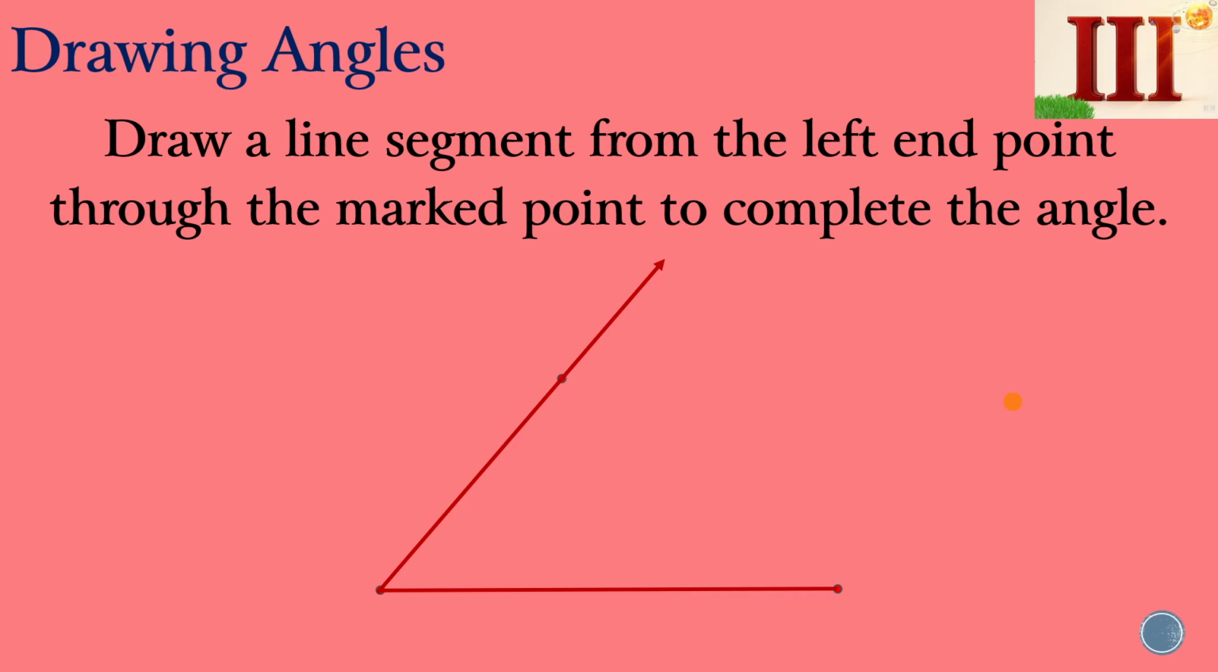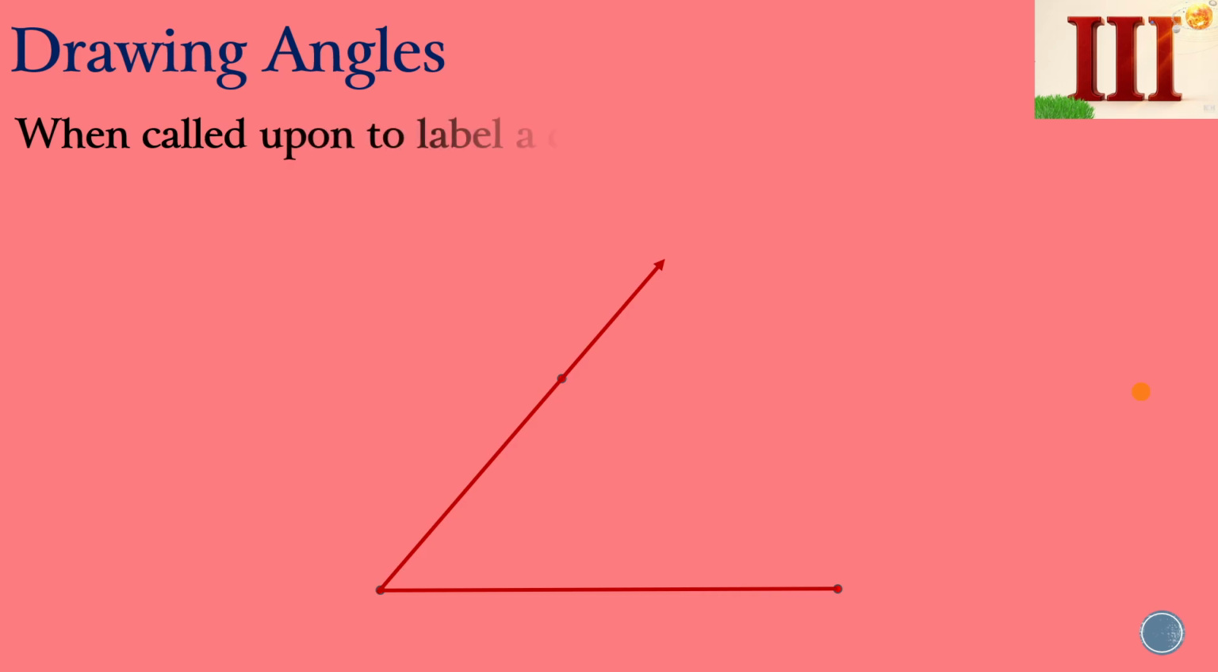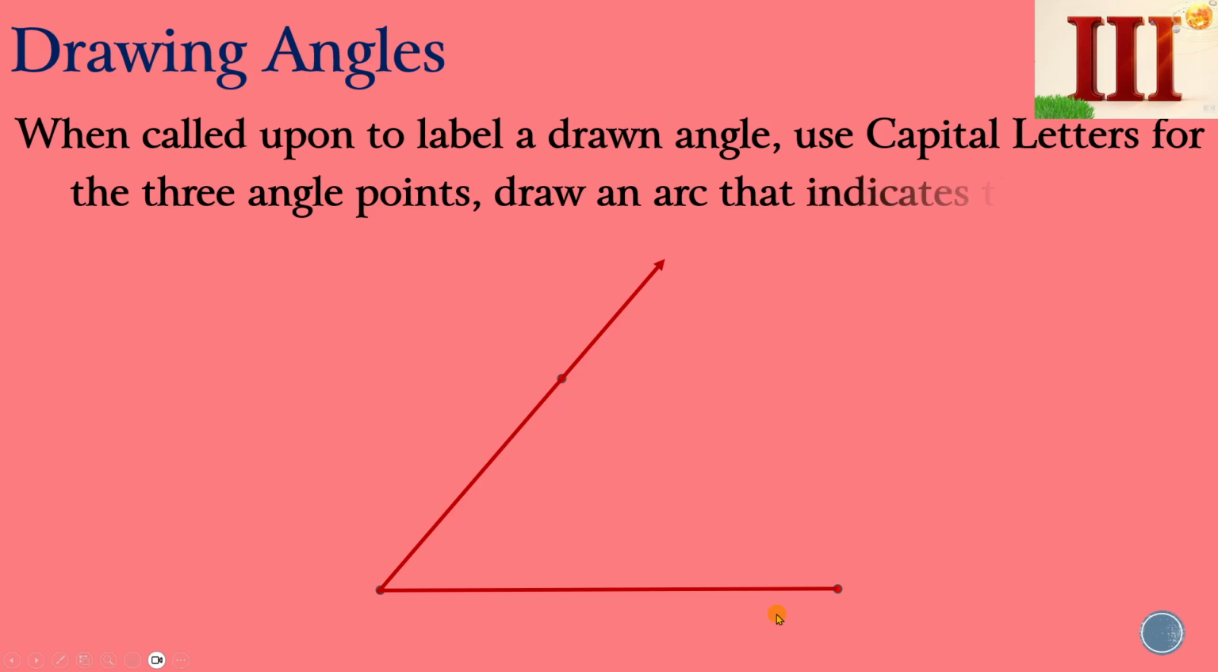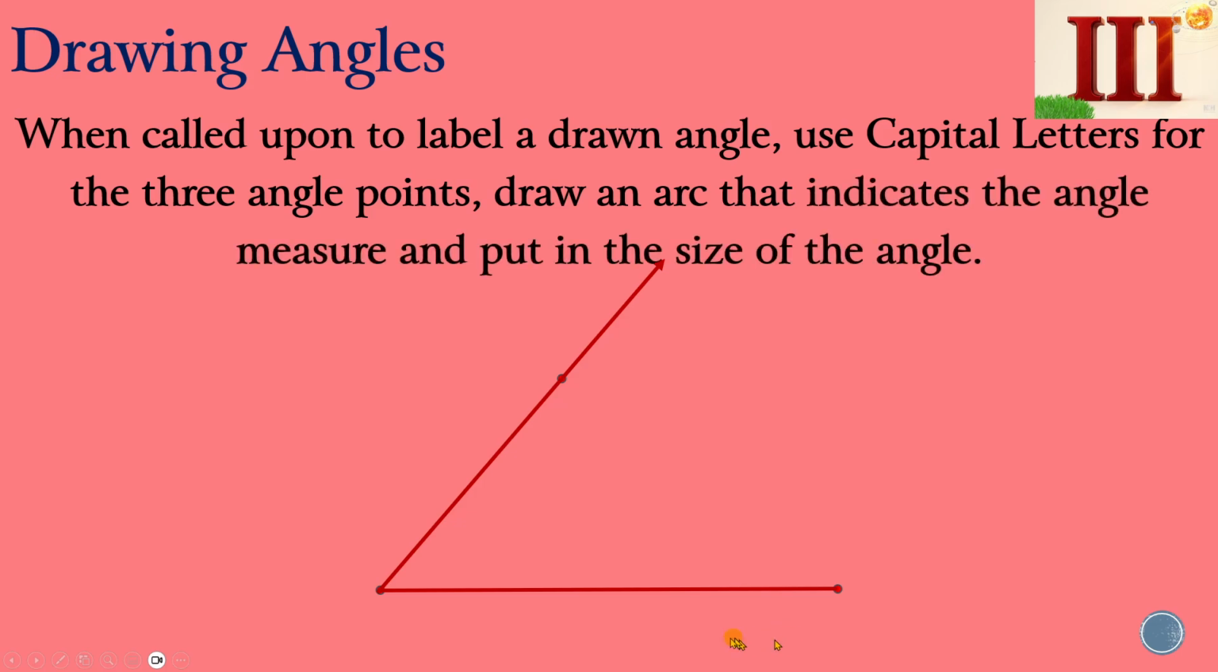And just as we were doing with the line segment, we must label our angle. We'll use capital letters as well, and then we'll indicate the size of the angle as well by putting it on the inside. So this is point A, point B, and this is point C. So this is the angle CAB. We put an arc in to show it's the angle in question, and this is 50 degrees.